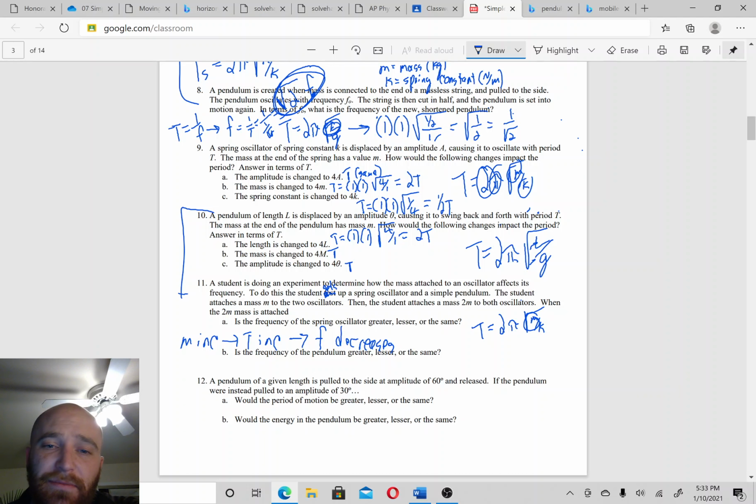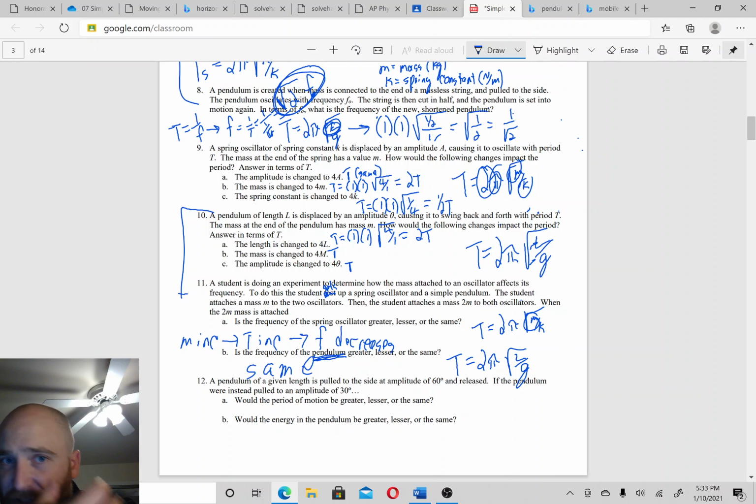So is the frequency of the pendulum greater than, less than, or the same? Well, pendulums, and we're going to be careful here, do not have a mass component. So the answer to this is the same. Because again, it's just not part of the equation.